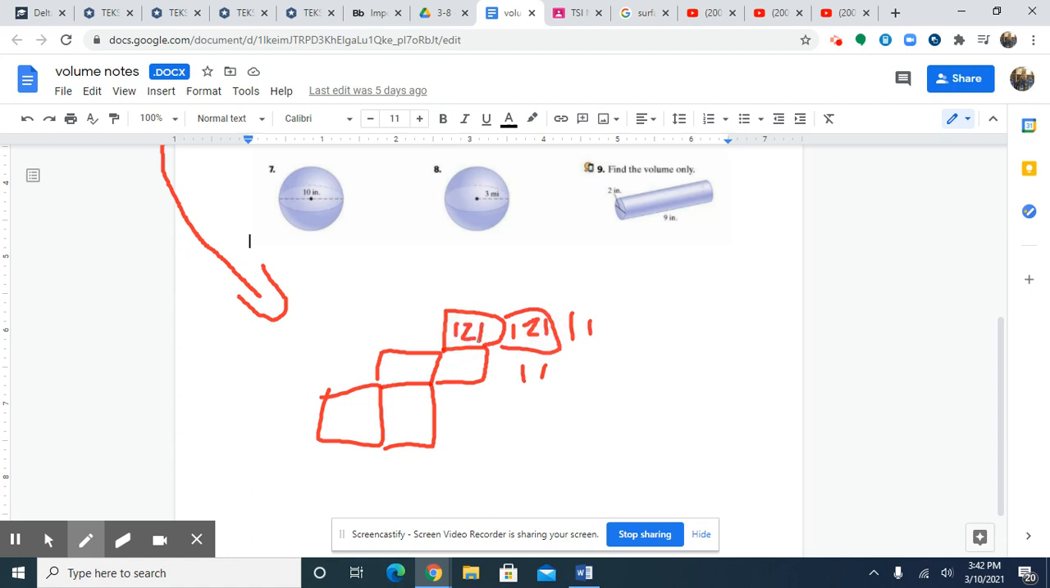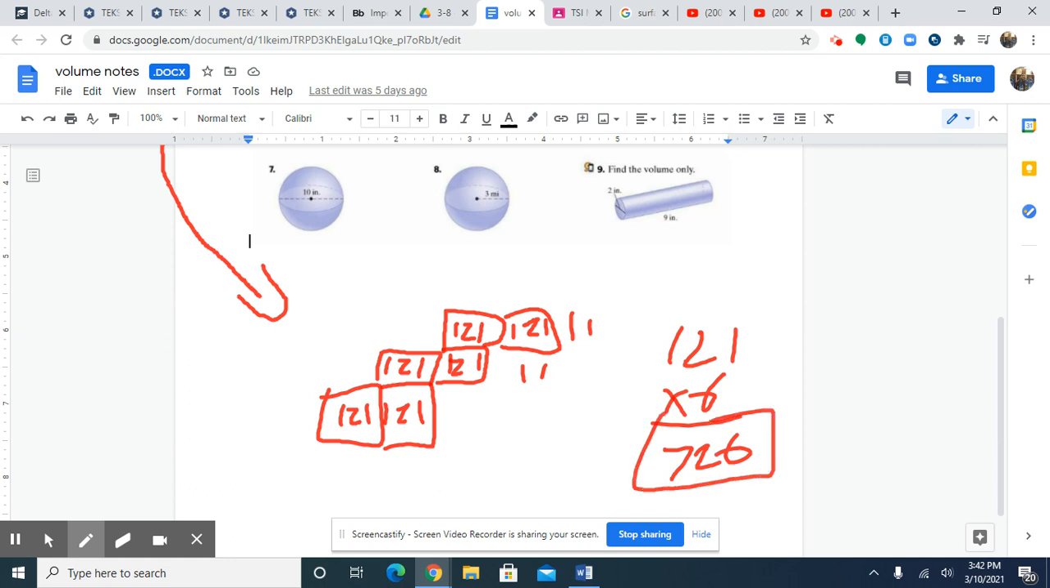So this is 121 for each of these squares. So we can add them all up together, or since there's 6 of them, multiply by 6. So 121 times 6 gives us a total of 726 for the surface area.